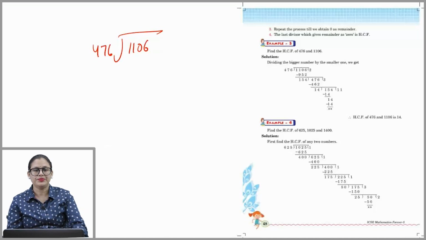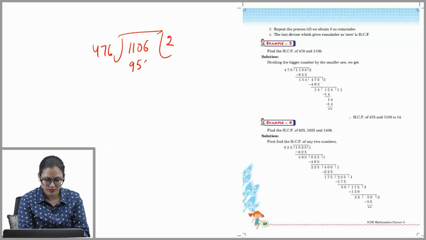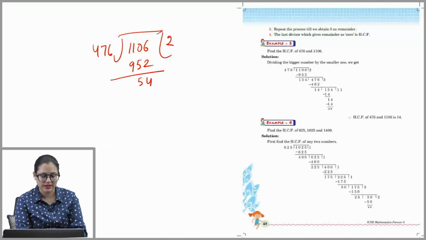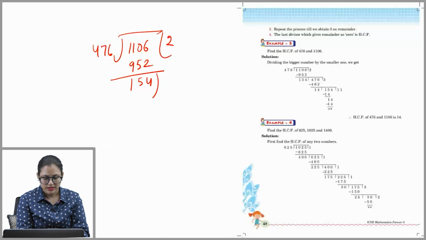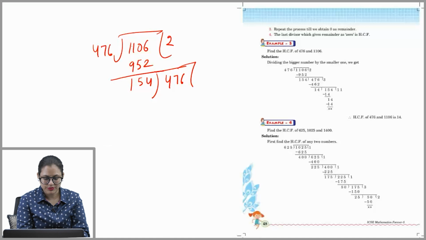Okay, so 476 2s are 952. 6 minus 2 is 4, 10 minus 5 is 5. And here, 1. Now the divisor becomes the dividend. Okay, 154 3s are 462, remainder 14.